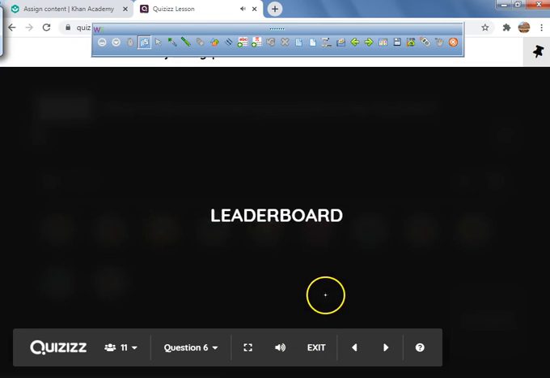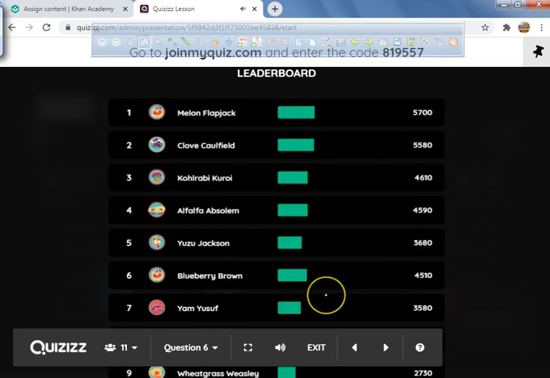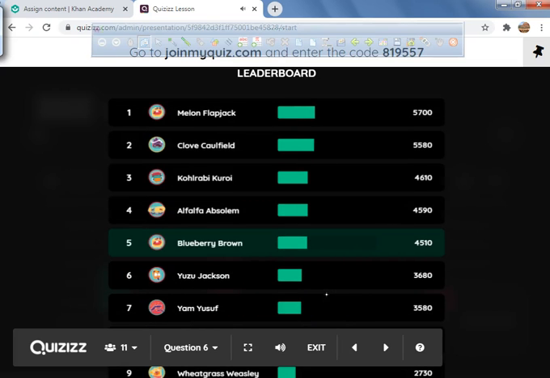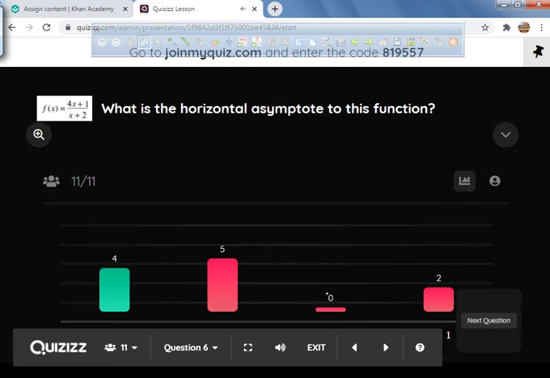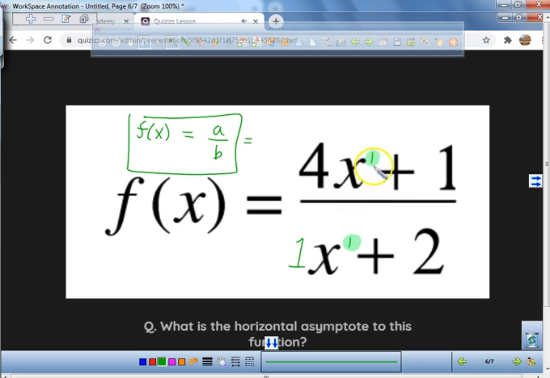So, what was the a value, everybody? 4. What was the b value? 1. What is 4 divided by 1? That's why the answer is y equals 4. So, whenever you have the same power, all you got to do is just do 4 over 1 and bam, that's your answer. That's how you find horizontal asymptotes.